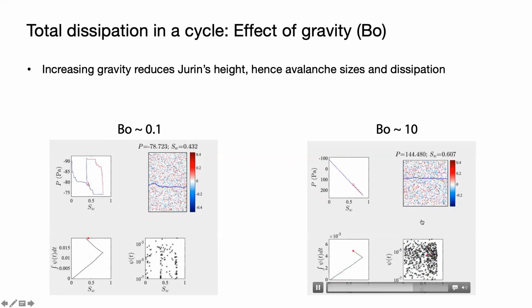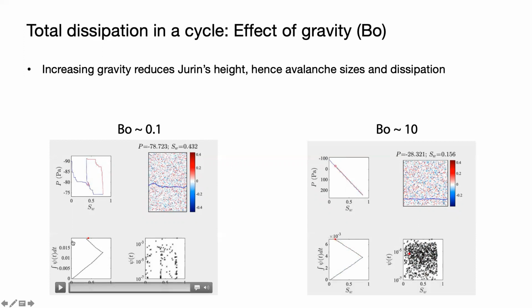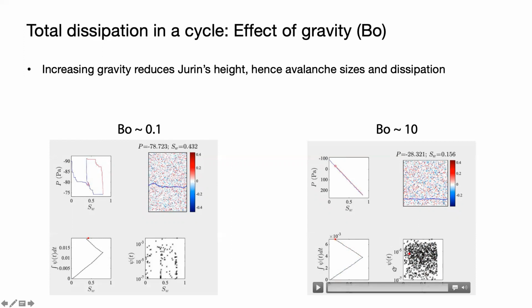increase gravity, we decrease the Dorn heights. So now the jumps are very small, the avalanche sizes, and hence the dissipation. So you can hardly see that there is hysteresis. So there is a cycle, but the cycle is very narrow. So the total dissipation is much smaller than here. It's an order of magnitude smaller. And also the size of the events, you can see at a different scale, are much smaller.